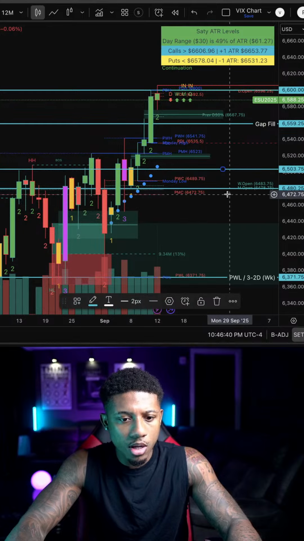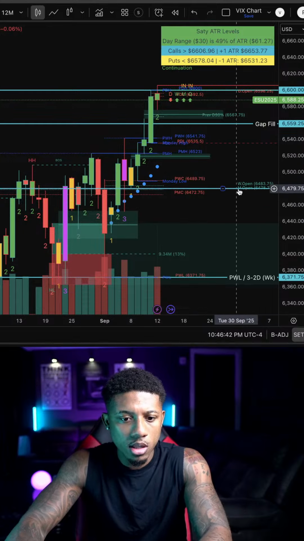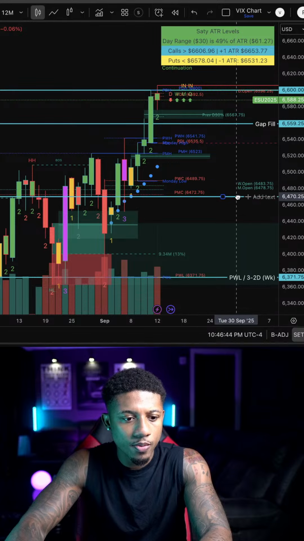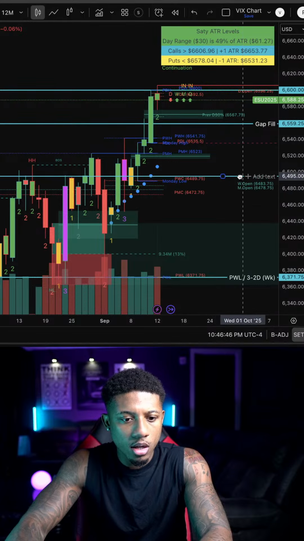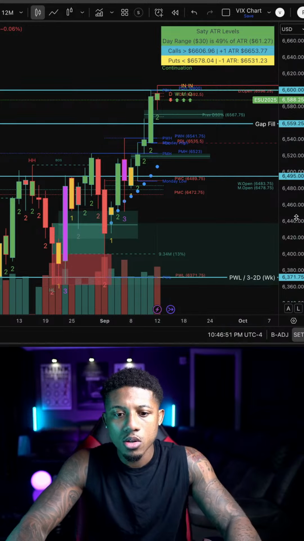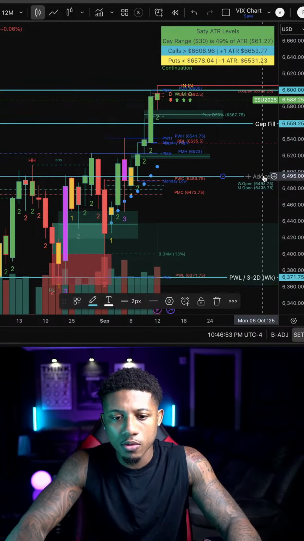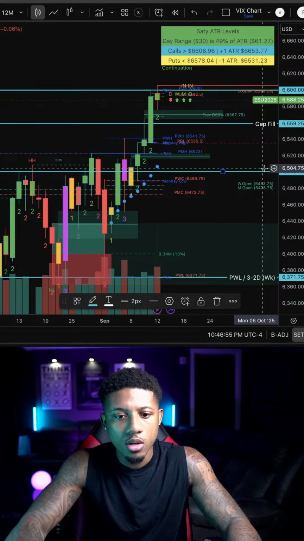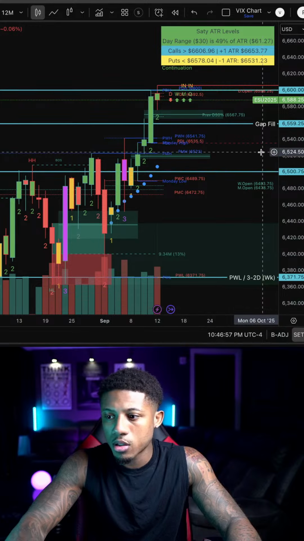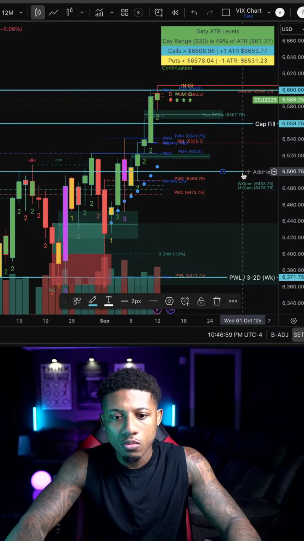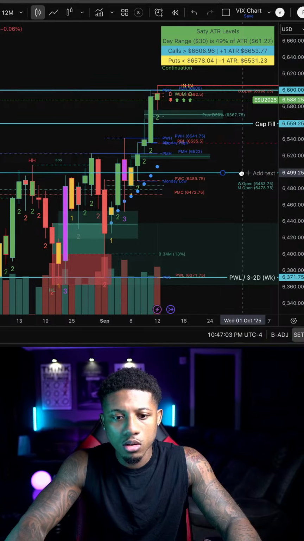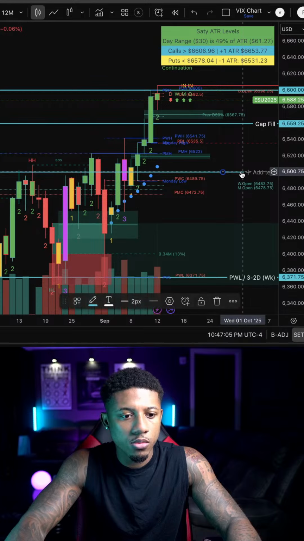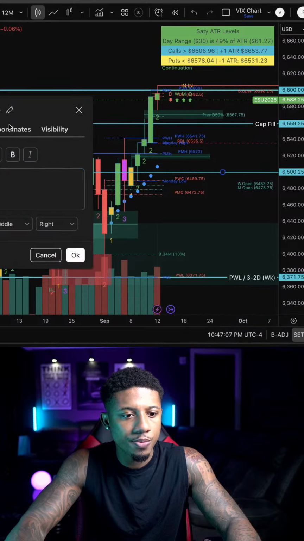But what I'm gonna do is I'm gonna actually delete one of these lines. I'm gonna go ahead and do this, and I think we're gonna use this level here. Yeah, this level makes more sense. So 6,500. We'll just move it up to 6,500. Obviously, this is a key level. We'll go ahead and adjust this. Let's just go ahead and add the coordinate in.